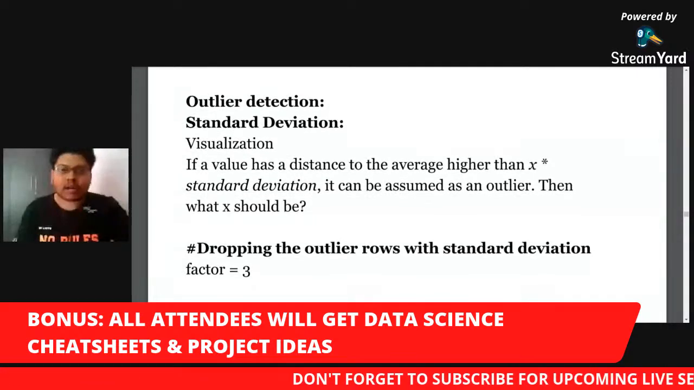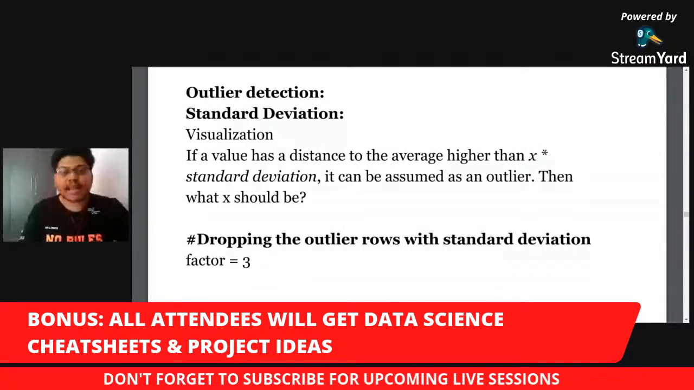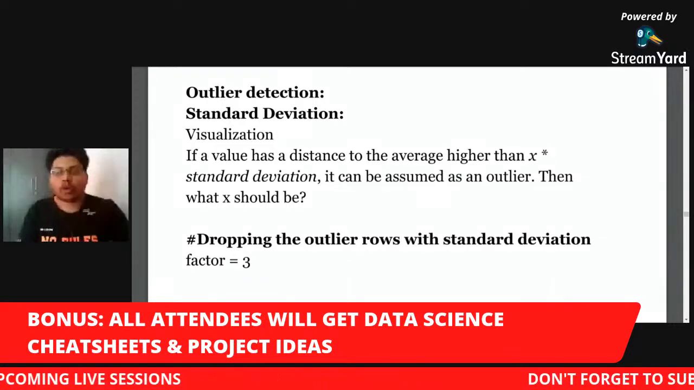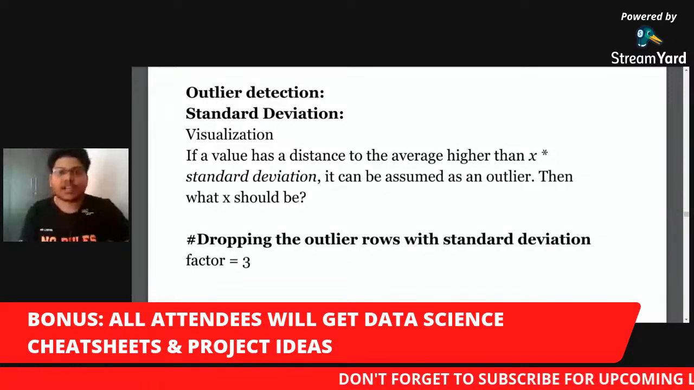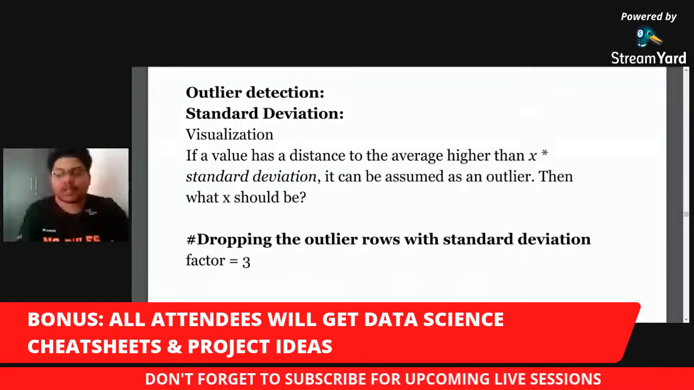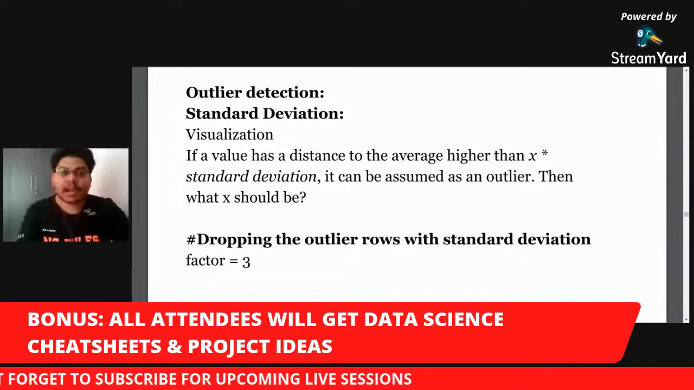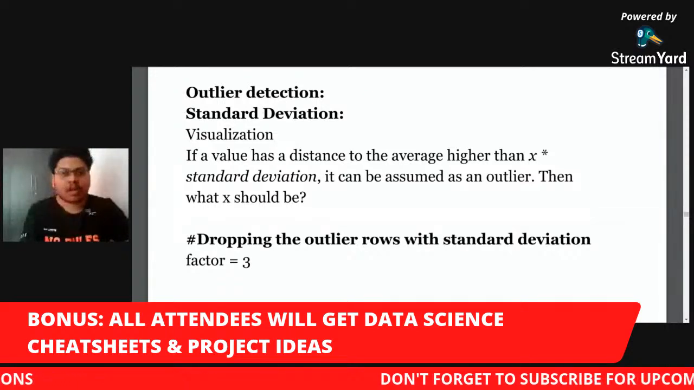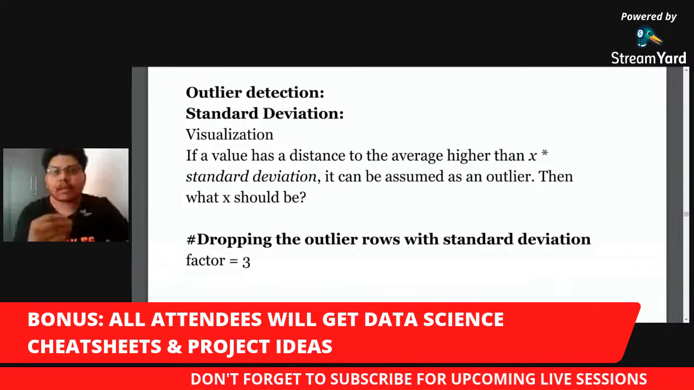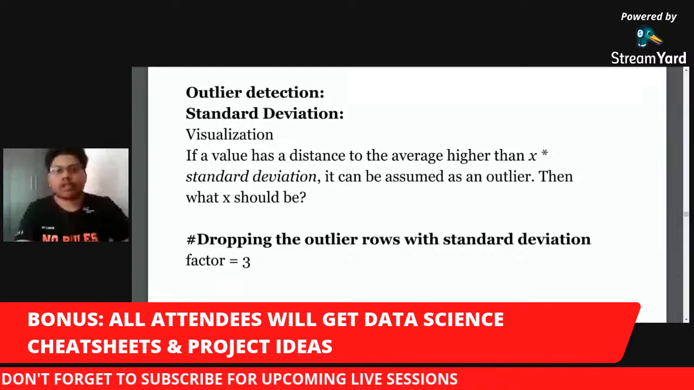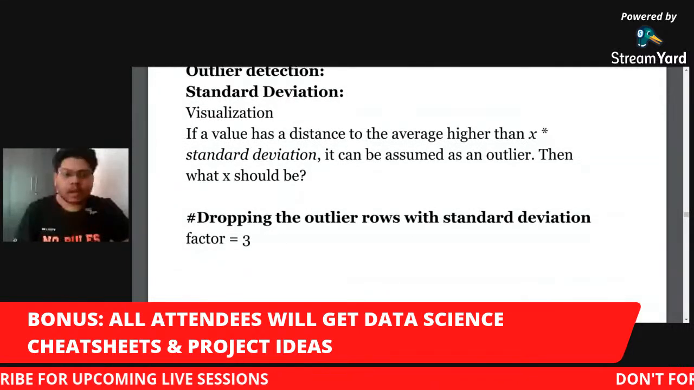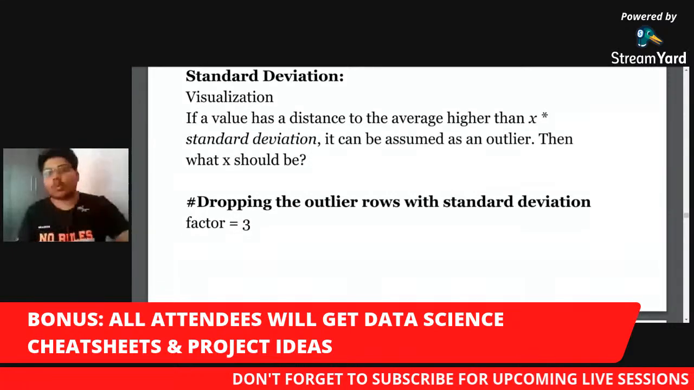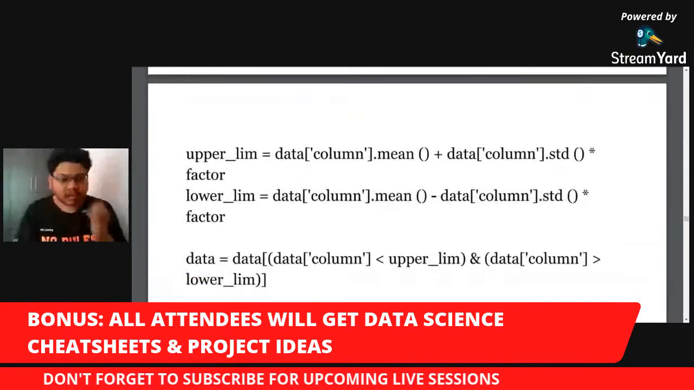So how we detect outliers is that using standard deviation, you can detect outliers. Let's say there is a value called X, the mean is M, and the standard deviation is sigma. If the distance between the value and the mean is greater than some factor times the standard deviation, we can classify it as an outlier. Now you'll ask what this factor should be. An usual value is between 2 and 4. I'll take the value of the factor as 3, and then I'll show you how you can drop the rows with outliers using the standard deviation method.